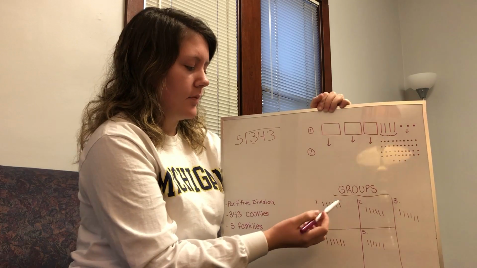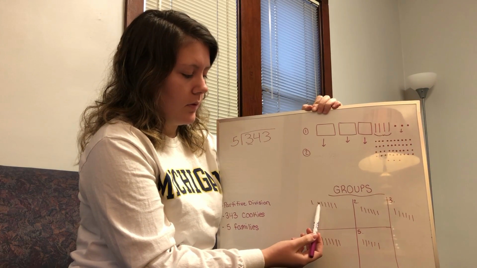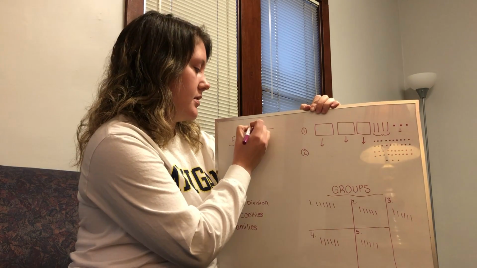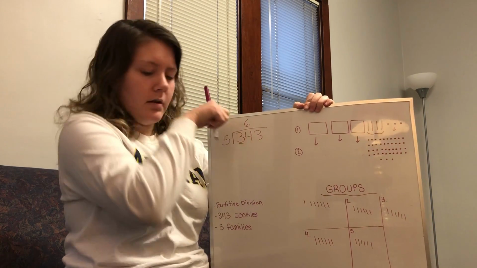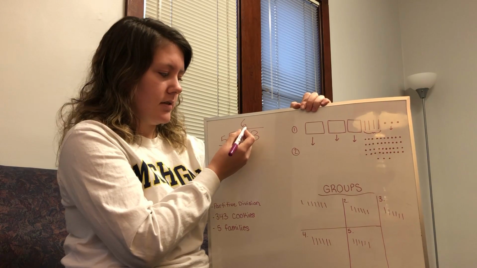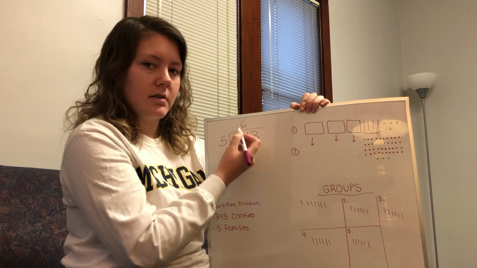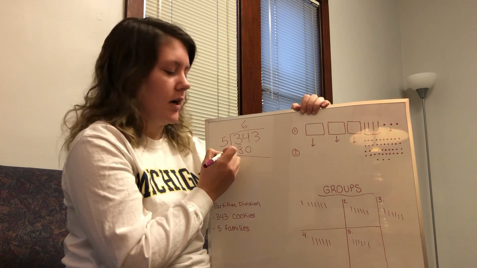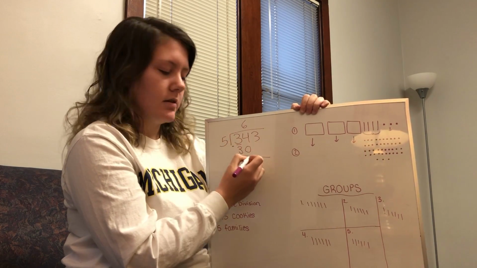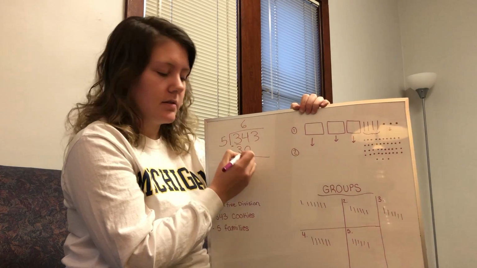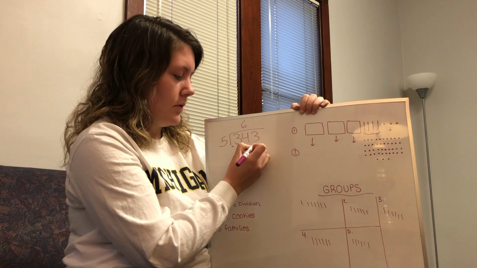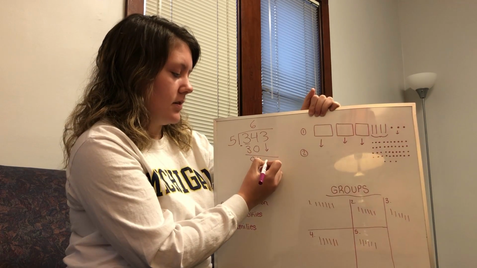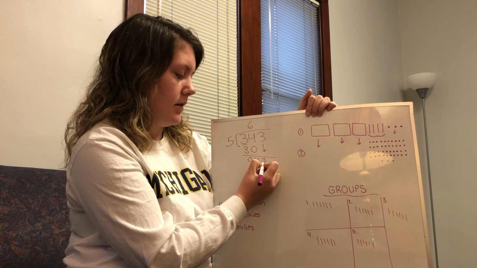Now we're going to look at how many are in each group. So we have 1, 2, 3, 4, 5, 6. So we're going to write a 6 up here, and since there are 5 groups and 6 in each, we're going to do 5 times 6, which equals 30. And then we're going to subtract. So 4 minus 0 equals 4. 3 minus 3 equals 0. We're going to bring down the 3 to regroup.